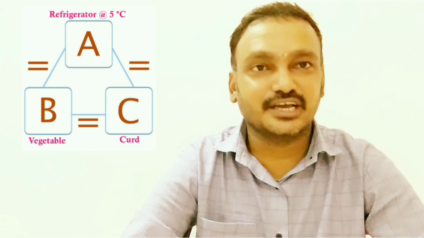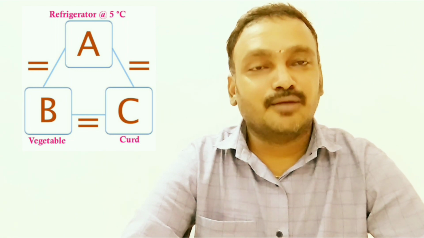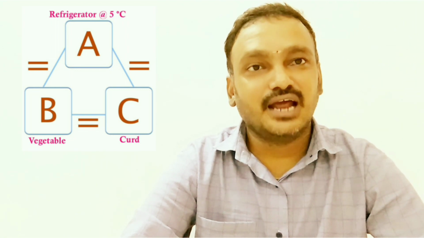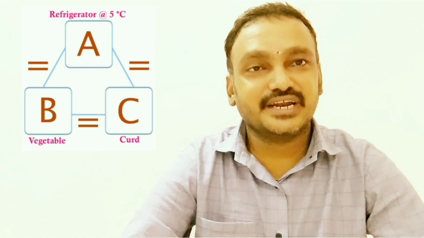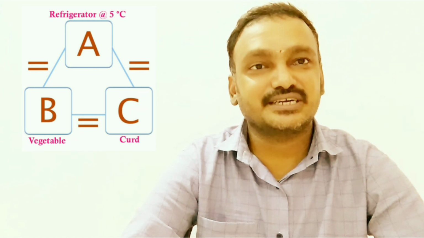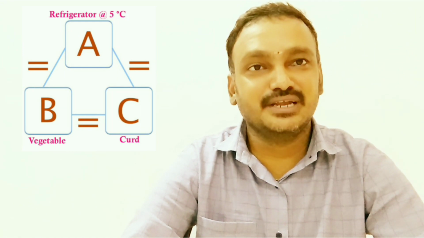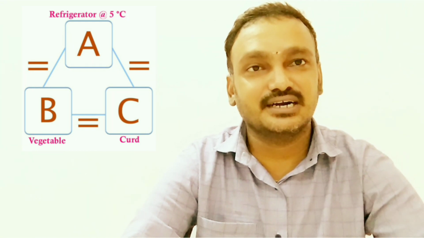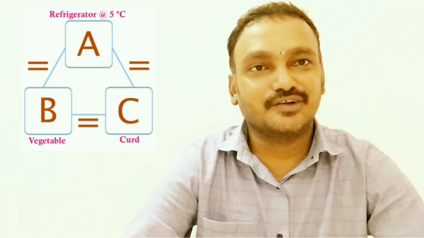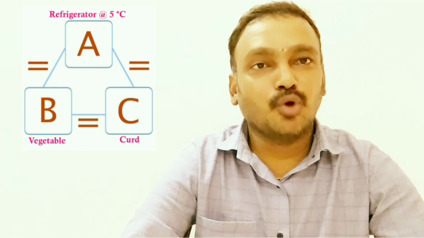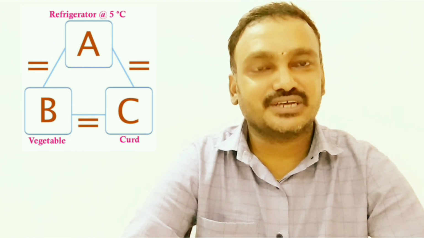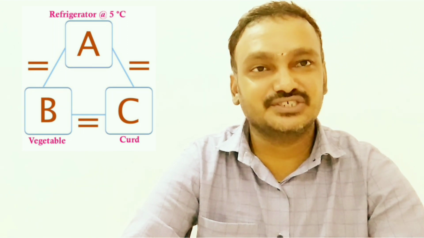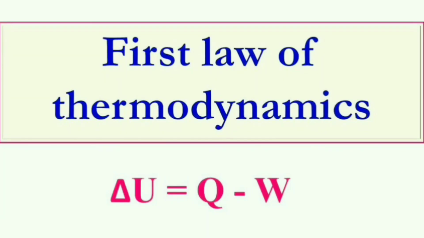Heat transfer takes place. After some time, both vegetable and curd attain the refrigerator temperature. Now the refrigerator and vegetable are in thermal equilibrium. Similarly, the refrigerator and curd are in thermal equilibrium. And finally, both vegetable and curd are at the same temperature, that is the temperature of the refrigerator. That is the zeroth law of thermodynamics.